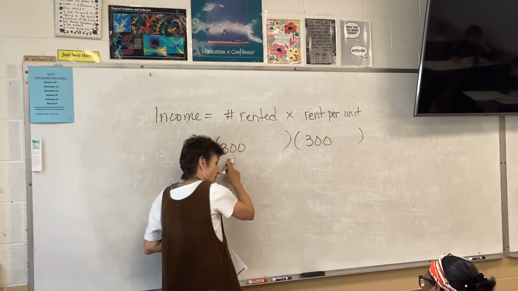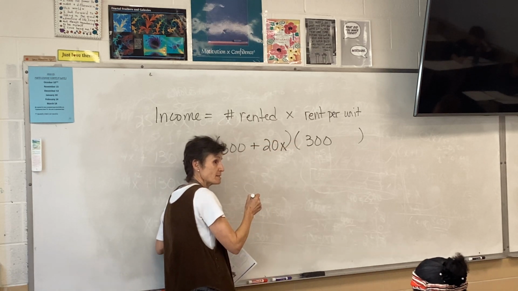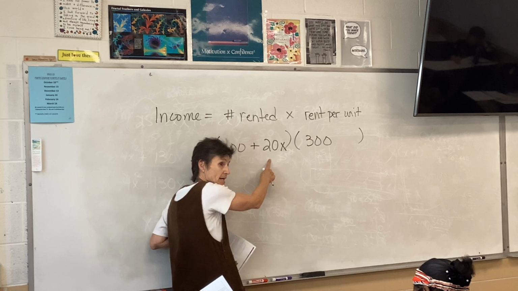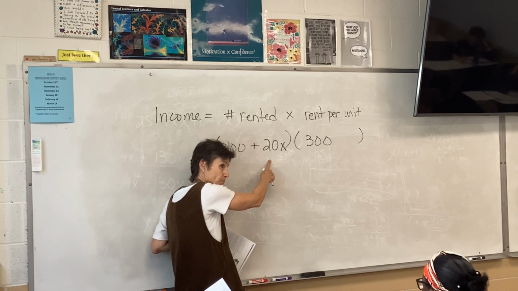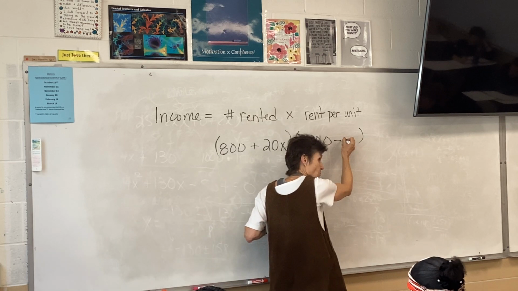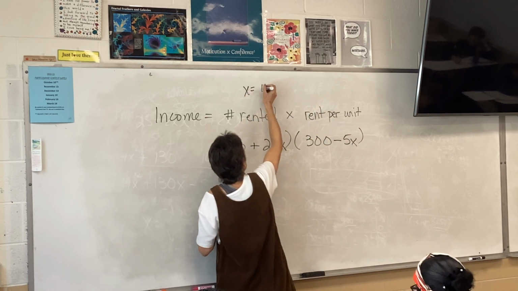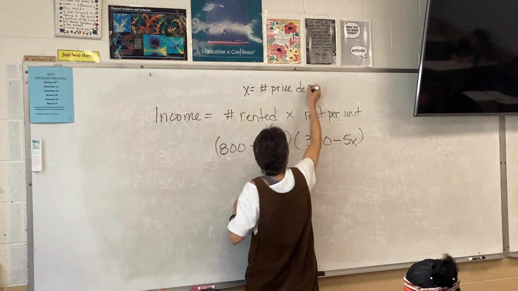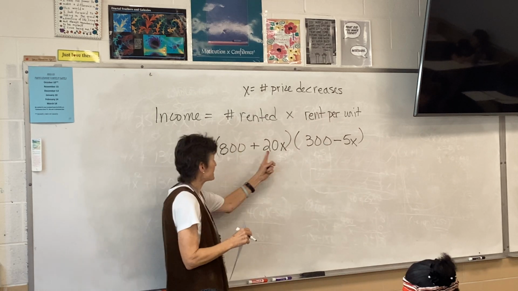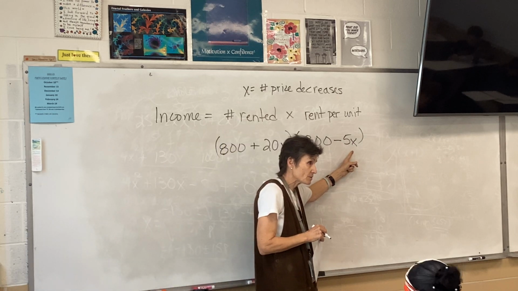Now, how many more is he going to sell? 20 more. So the number of rentals is going up in increments of 20. Now what is happening to the price? It's going down 5, in increments of 5. So x represents the number of price decreases. Every time he has a decrease, he gains 20 more customers and he loses $5.